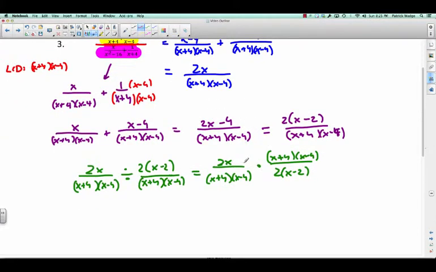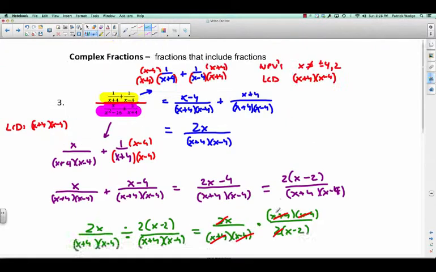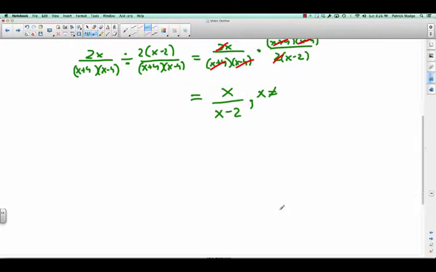Great, we get to cancel out. Look at the things we get to cancel out. X plus 4, x plus 4, x minus 4, x minus 4. 2 and 2. You can do that in a monomial, so that's fine. Boy, we're not left with much stuff. All we're left with is x over x minus 2. And then we'd write all the MPVs. X cannot equal, what was it, plus and minus 4 and 2. So plus or minus 4 and 2, and we have finished.